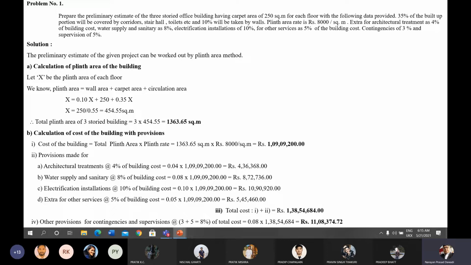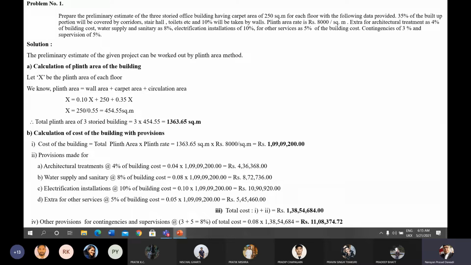Extra for architectural treatment is 4% of the building cost. Water supply and sanitary 8%. Electrical installation 10%, and other services 5% of the building cost. Contingencies 3% and supervision charge 5%. These are the provisions and data given for preparation of the preliminary estimate of the building to get the administrative approval.